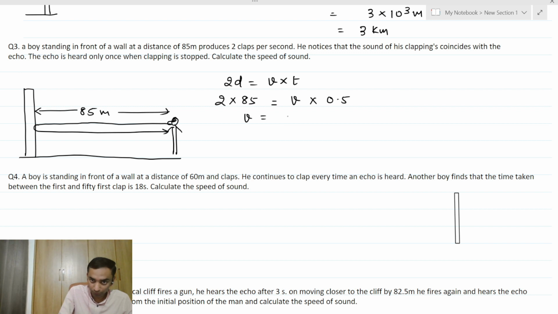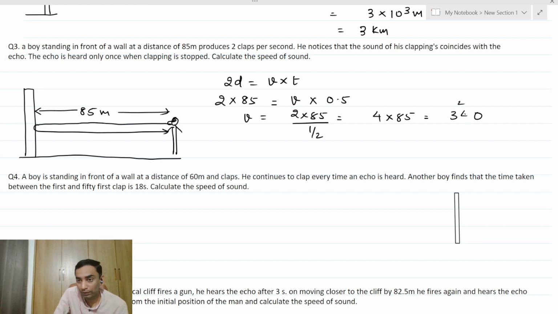So v would be equal to, and everything is in SI unit, 2 into 85 upon 0.5, which is again 1 by 2. So I'll take it up: 4 multiplied by 85. So 4 5s are 20, 0, 2; 4 8s are 32. So 340 meters per second is the answer to the problem.